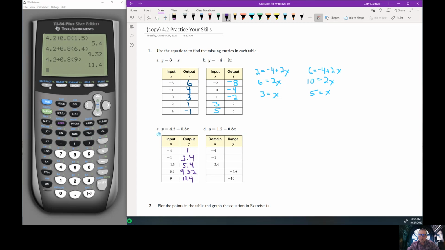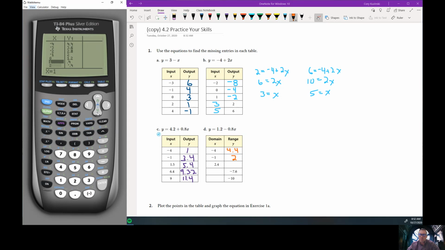And I think I'll show you one different way to get these, which is definitely going to help because we won't have to solve equations on these last two. Maybe we will. Let's go y equals. And let's put this equation in, 1.2 minus 0.8 times x. Let's hit second table. And we can scroll up to negative 4 and we get an output of 4.4. All right, go down to negative 1. There's our output of 2.